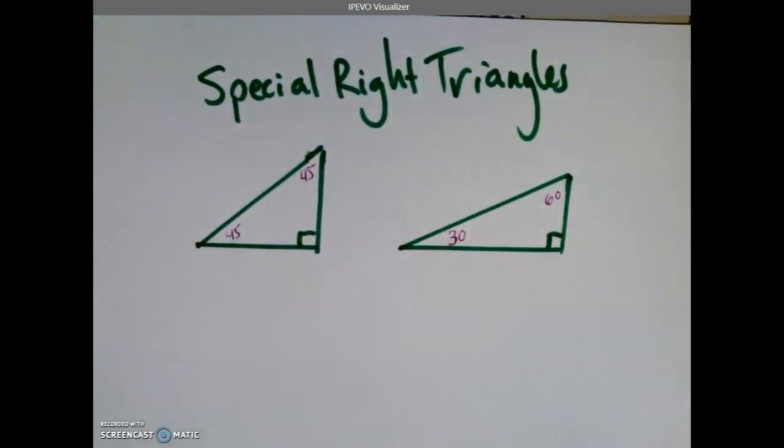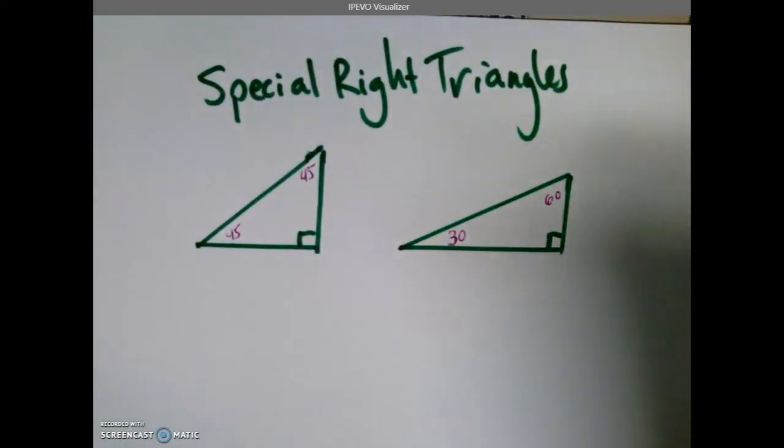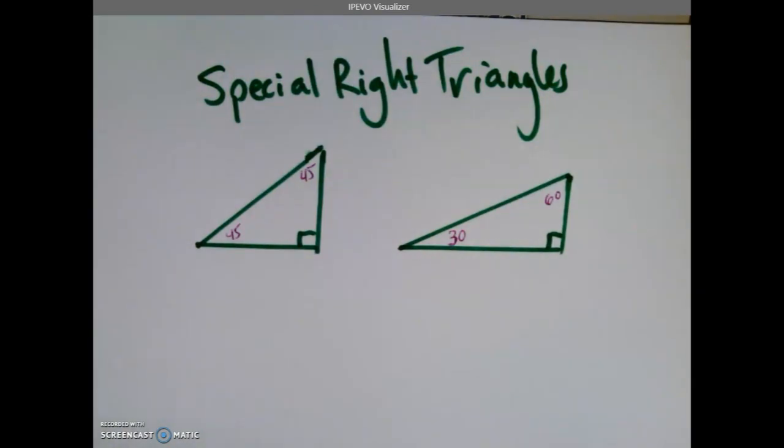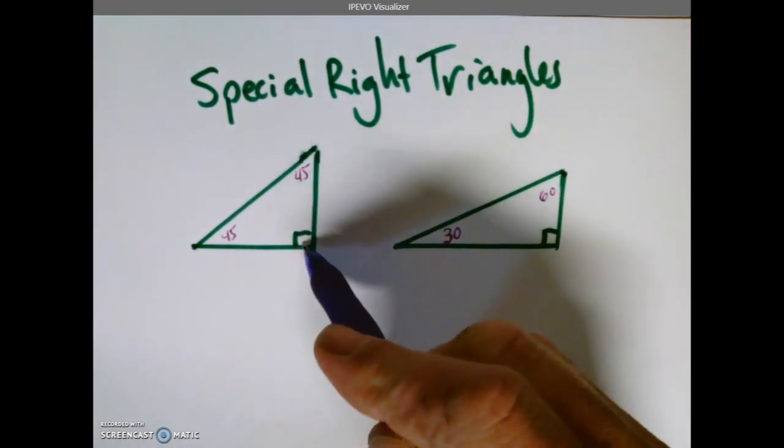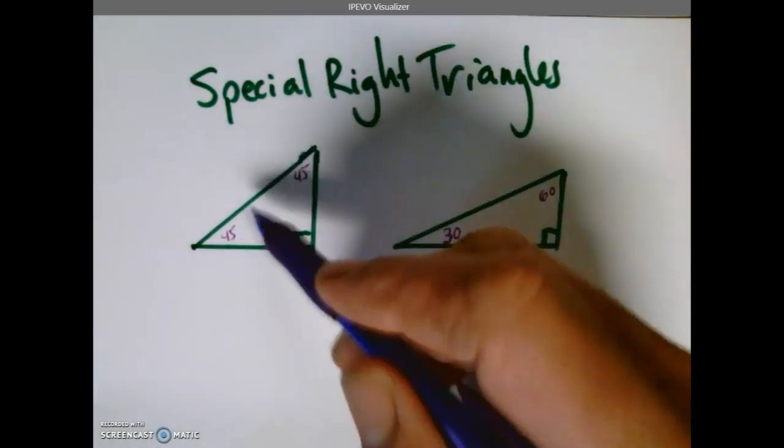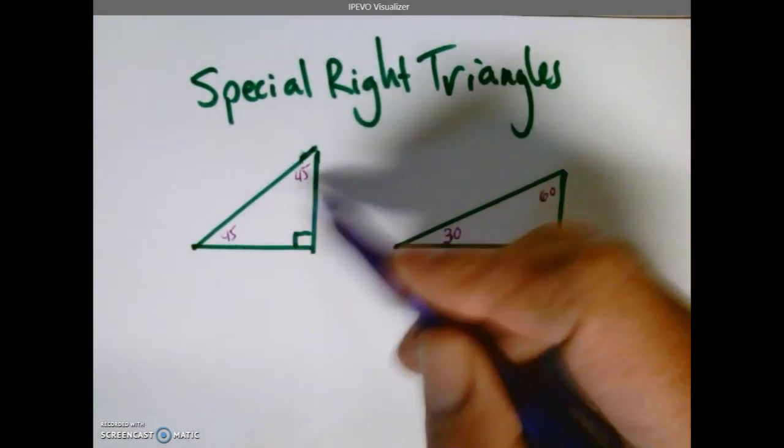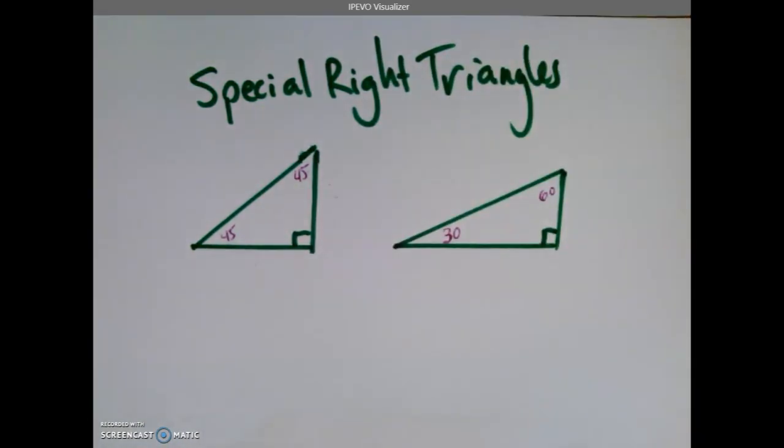Alright everyone, we're going to talk about two special right triangles. These are the most special right triangles, and we're going to talk about why they are special. Well, first, this is a 45-45-90 triangle. If I had drawn this properly, these two sides would look exactly the same. There's a reason for that.